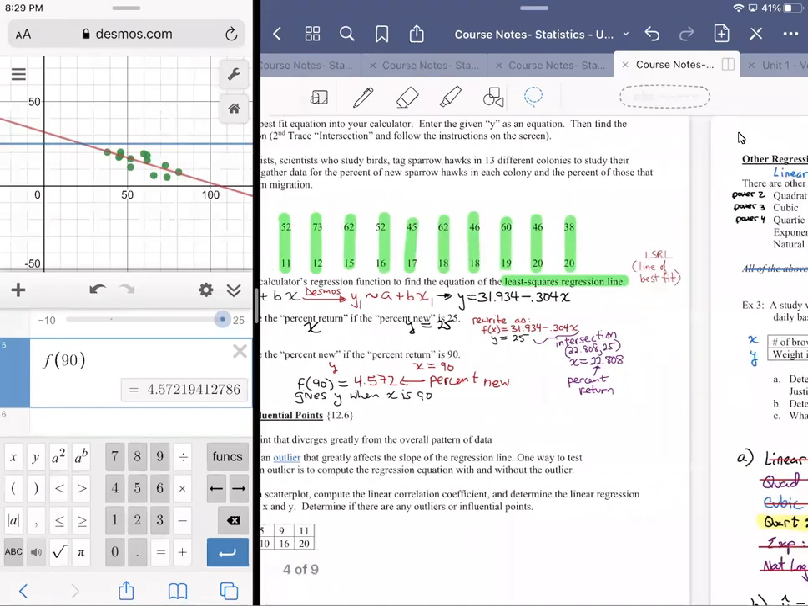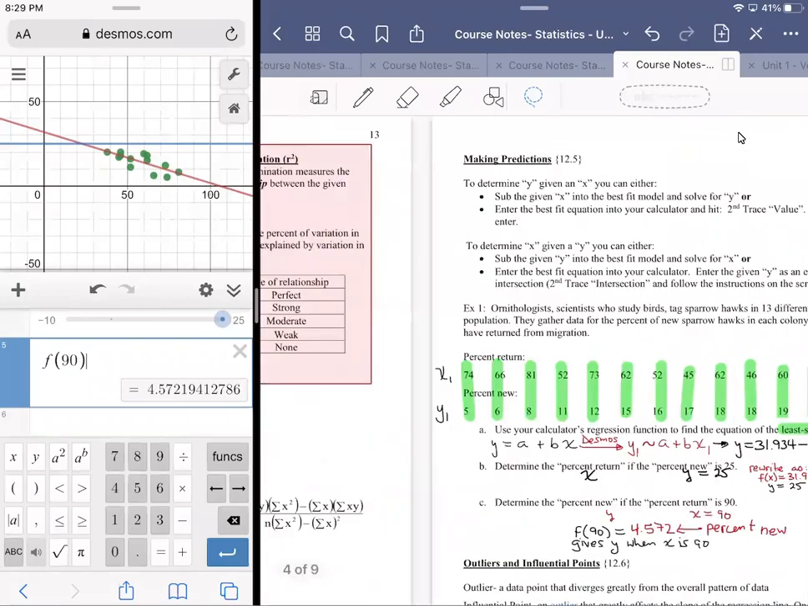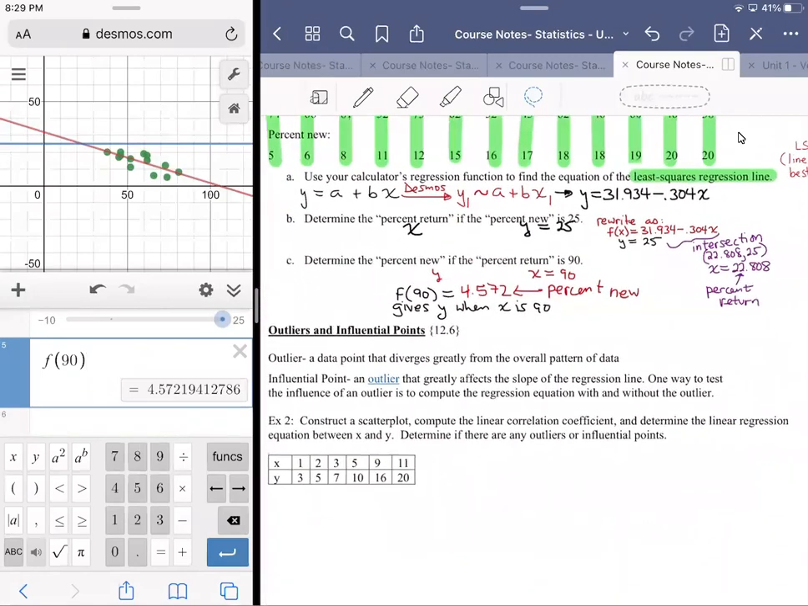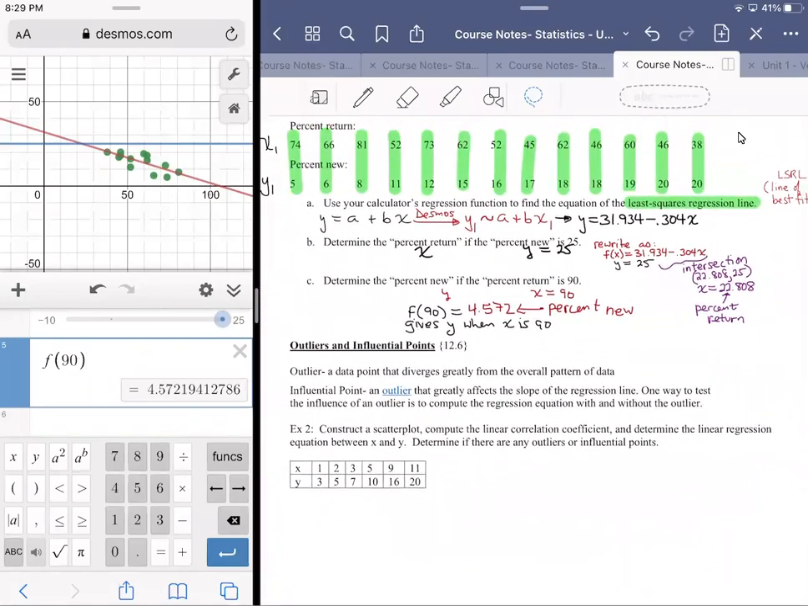All right. So the last thing is the outliers and influential points.